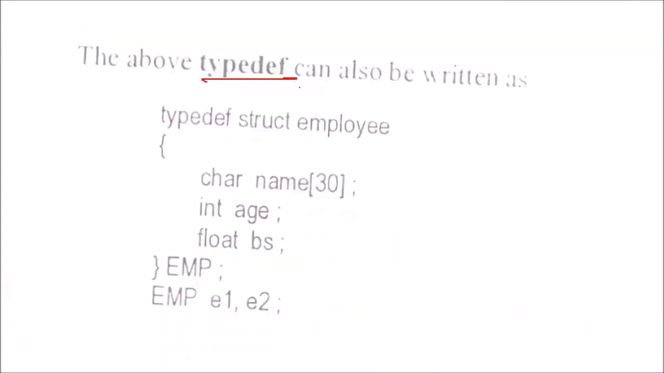So this typedef can also be written in a different way. You can use typedef directly here for struct employee. These are the three contents. This is the EMP variable and this is E1 comma E2. That means we have made a variable out of it.